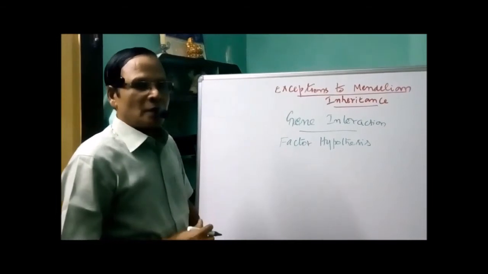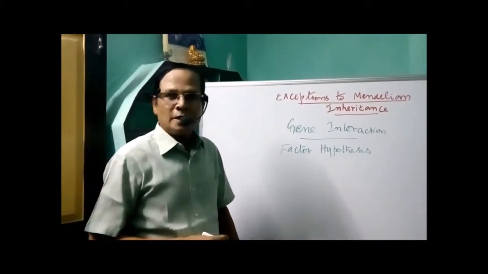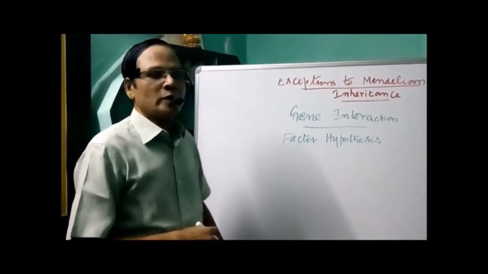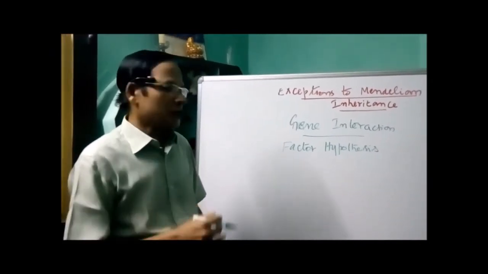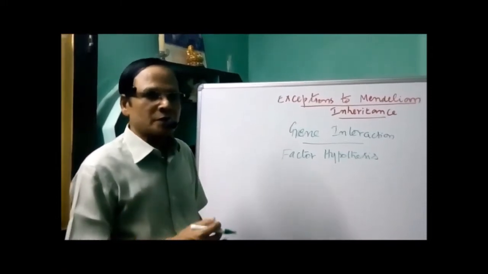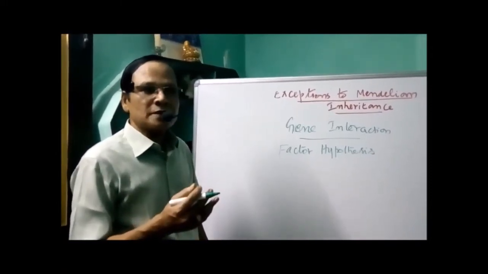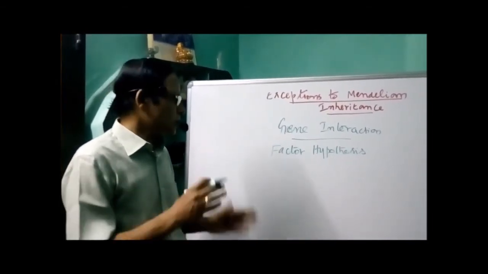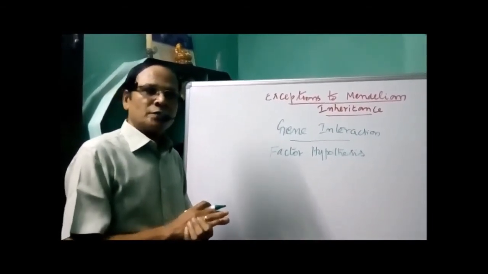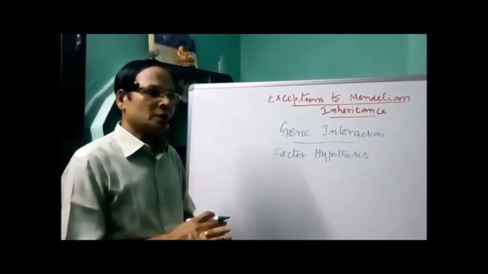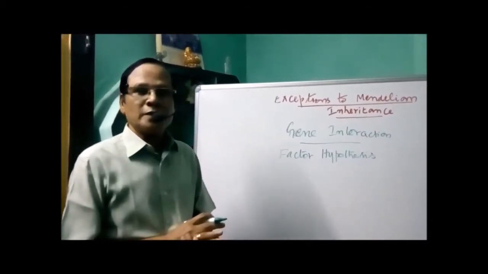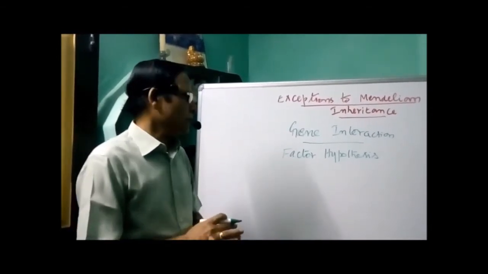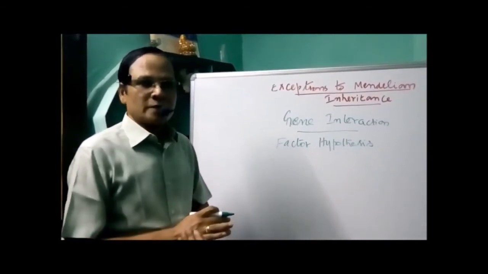As we know, according to Mendelian inheritance, each character is controlled by a single gene. But we have exceptions, in which there are different interactions between the genes. This possibility is called the factor hypothesis.